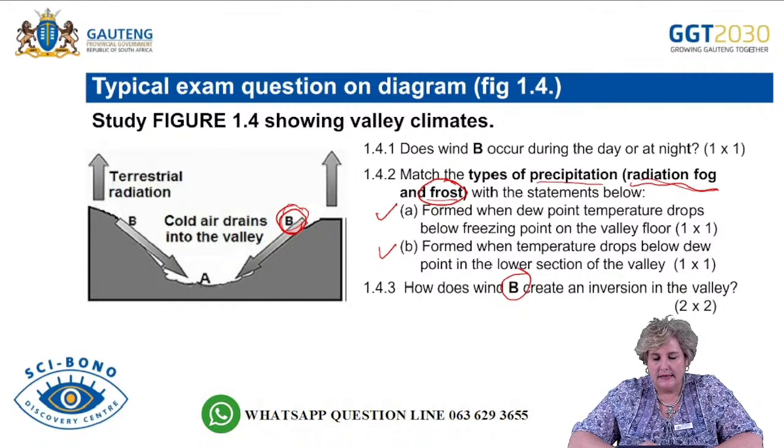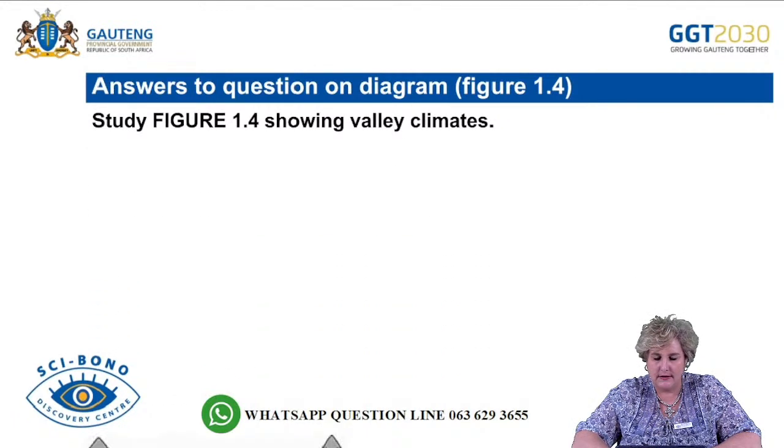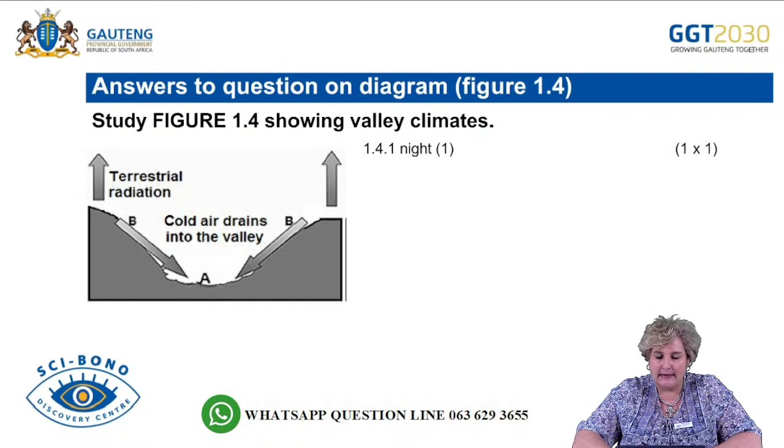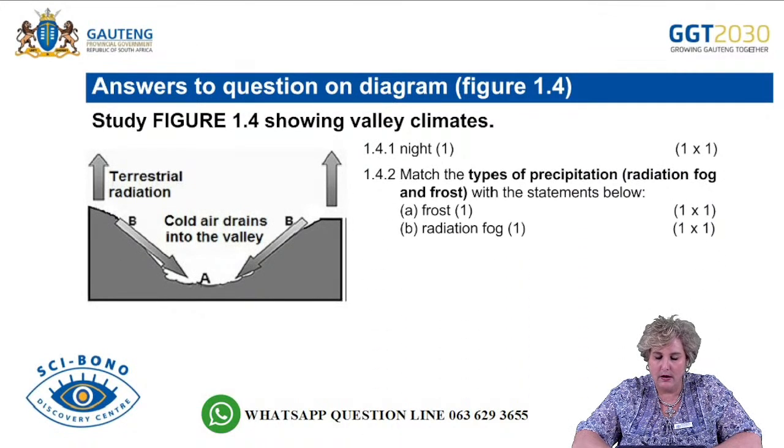Okay, boys and girls, does wind B occur during the day or the night? And match the type of precipitation, radiation fog and frost, with the statements below: formed when the temperature drops below freezing point, or formed when temperature drops below dew point in the lower section of the valley. And how does wind B create an inversion layer? Let's look at the answers. It occurs at night. For that one, you can get 1 mark. Then 1.4.2. A is frost and B is radiation fog. If it's below freezing point, we always say it is frost.